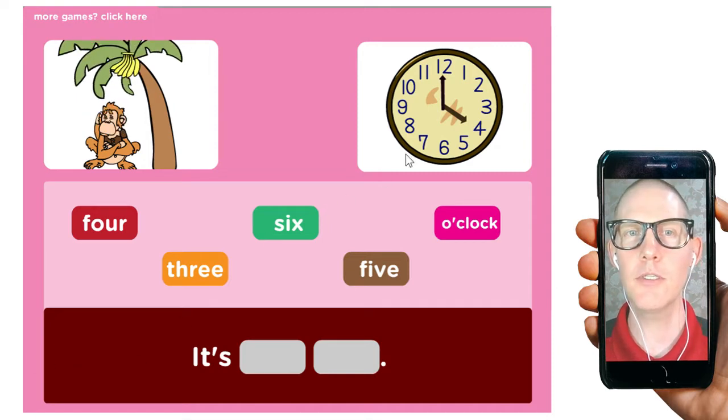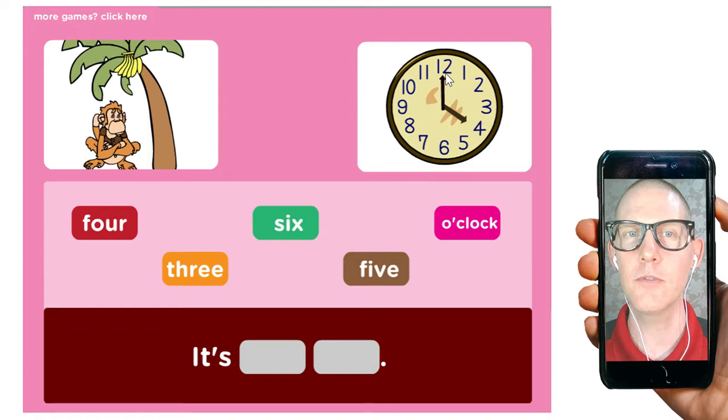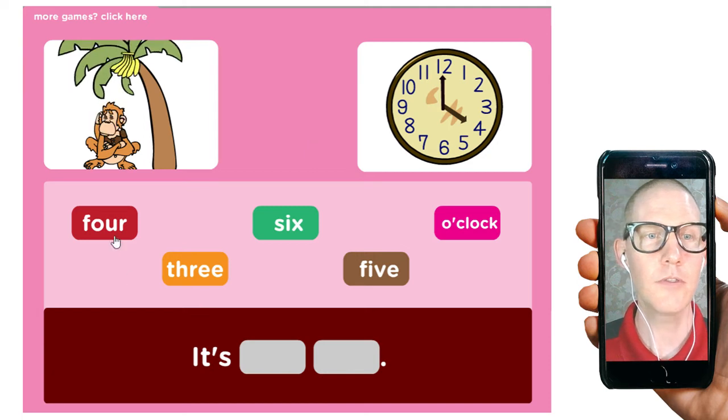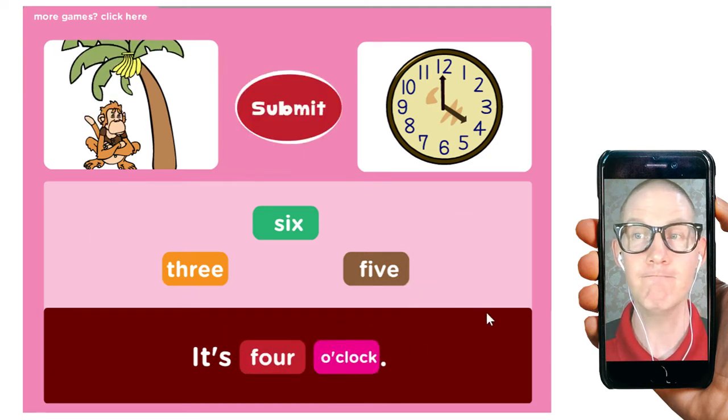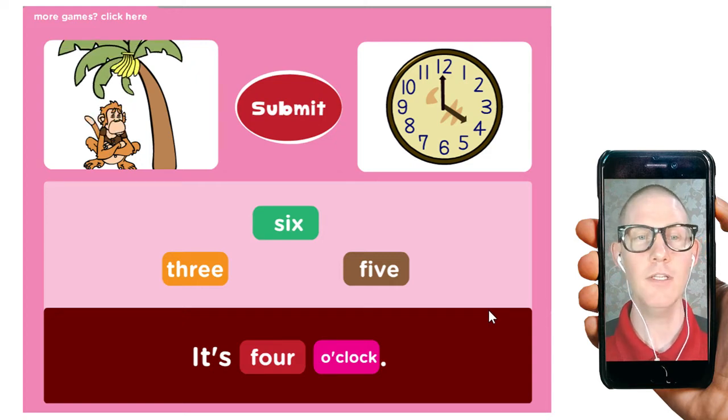Okay, so this one's pretty straightforward. We have the long hand, which is pointing at the 12, and we have the hour hand, which is pointing at the 4. Okay, so it's 4 o'clock. All right, so repeat after me. It's 4 o'clock.